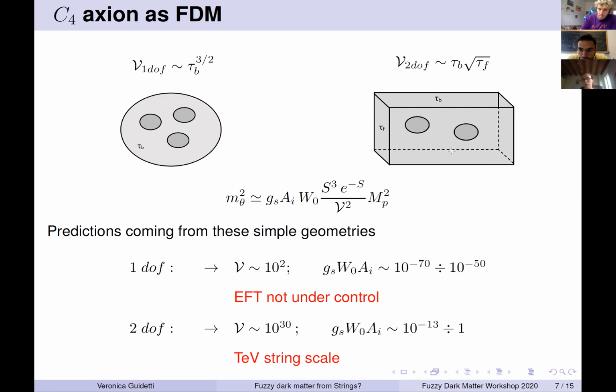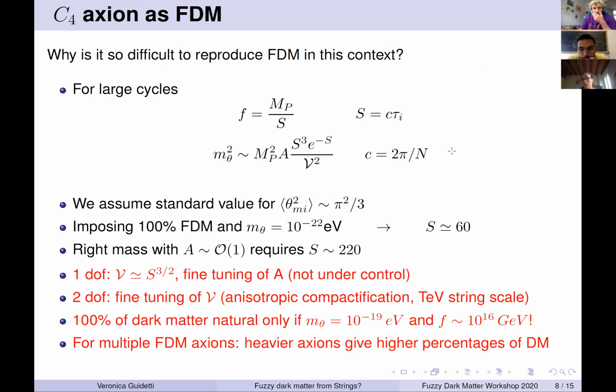So why is it so difficult to reproduce fuzzy dark matter in this context? Because it doesn't seem to be so difficult. Well, I can try to explain it in three lines. Here we are considering large cycles. For large cycles, this is the relation between the decay constant and the instanton action. And let's rewrite the mass, just summing up W_0, g_s, and the prefactor into one single factor here.